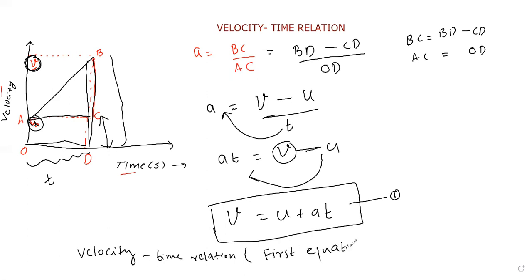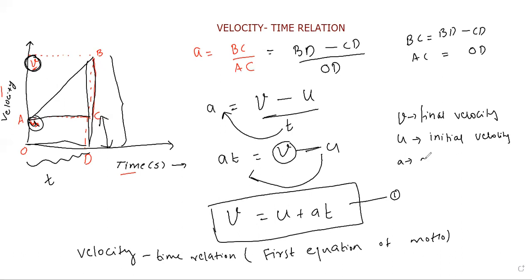First equation of motion. Here, what is v? v is the final velocity of the body, u is the initial velocity, a is the acceleration of the body, and t is the time. So the equation v equals u plus at is called the velocity-time relation.